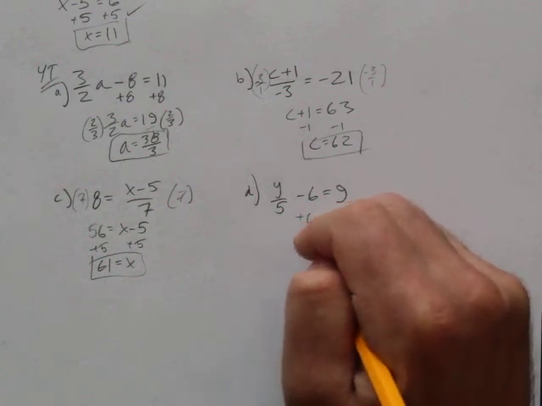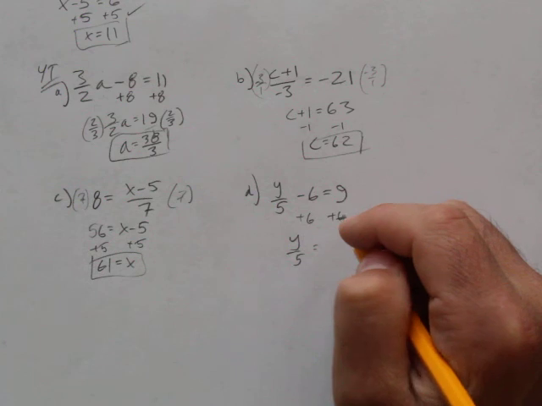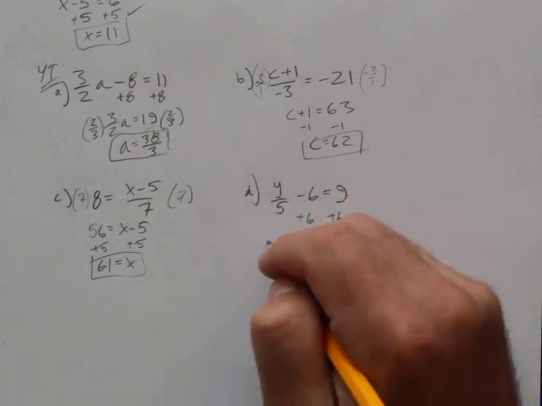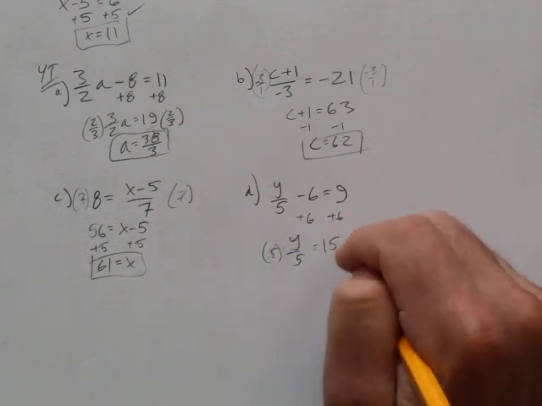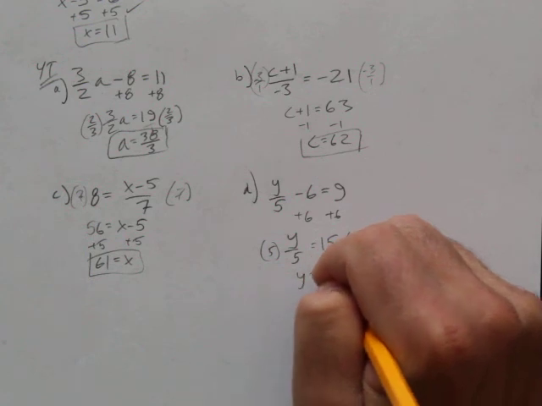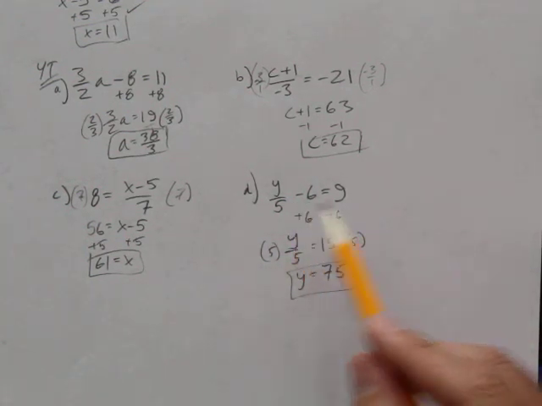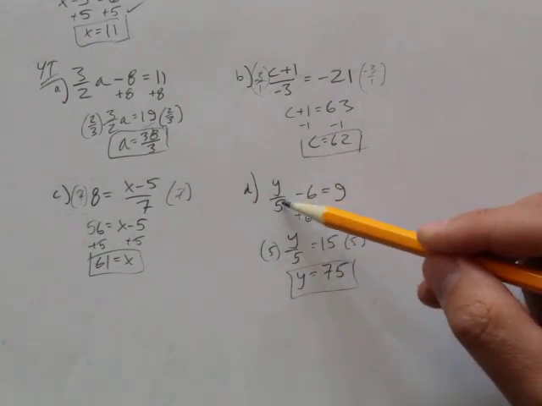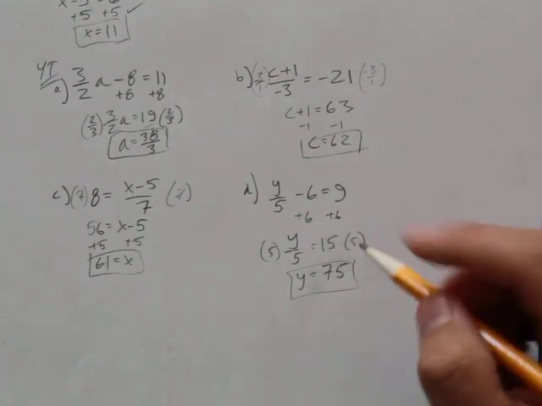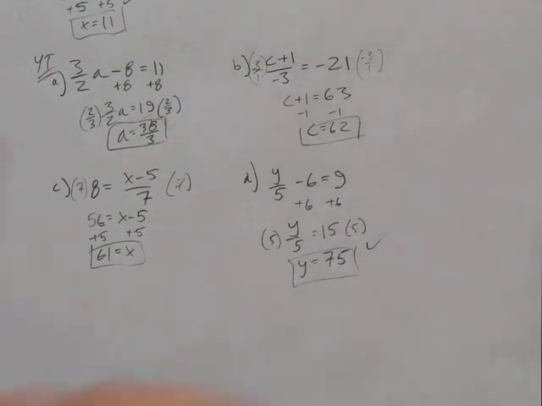And D here, I'm going to add 6 to both sides. Y over 5 equals 9 plus 6, which is 15. Then I want to multiply both sides by 5. Y equals 15 times 5, which is 75. If I plug that back in here, I will see 75 divided by 5 is 15. 15 minus 6 is 9. So I've checked my work, and that is it for 2-3.